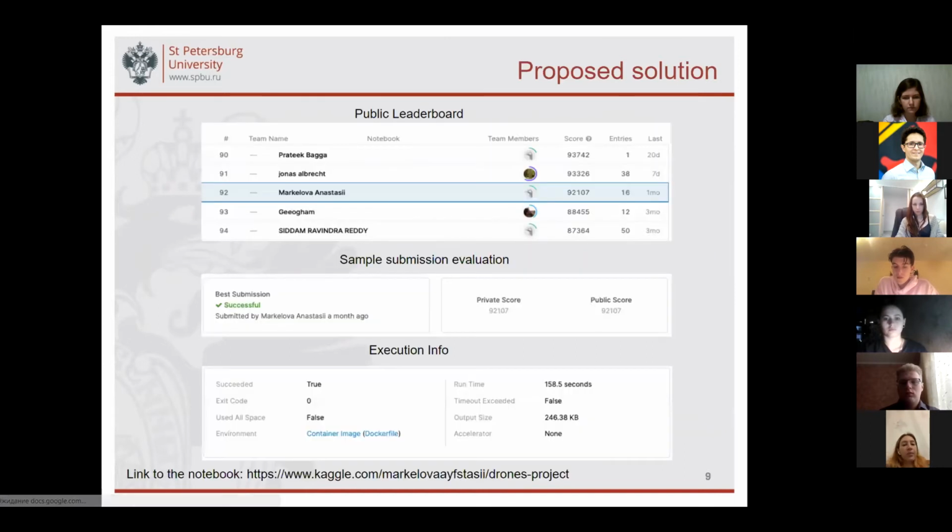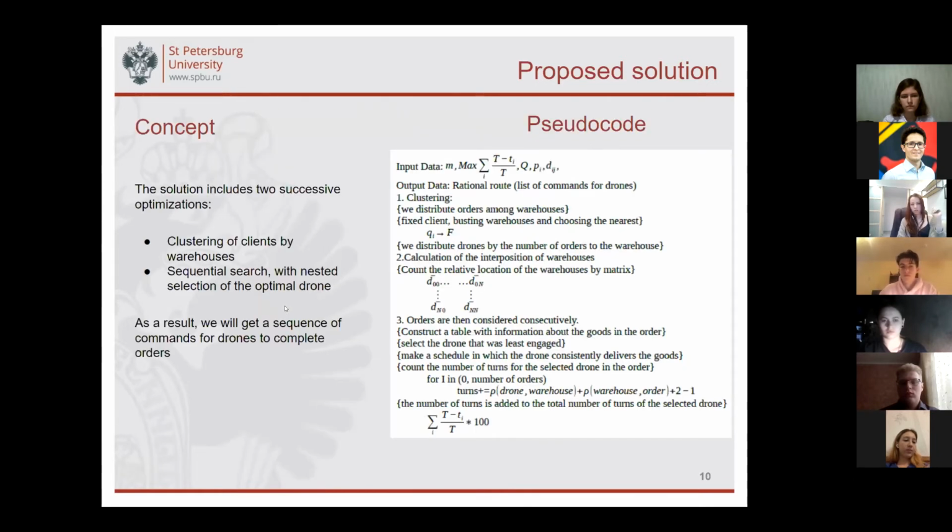Okay, the first one. So you can see the main information about our solution. The concept is based on two optimizations: clustering and sequential search. As a result, we will get commands for drones to complete orders. You can also see the pseudocode on the right side.